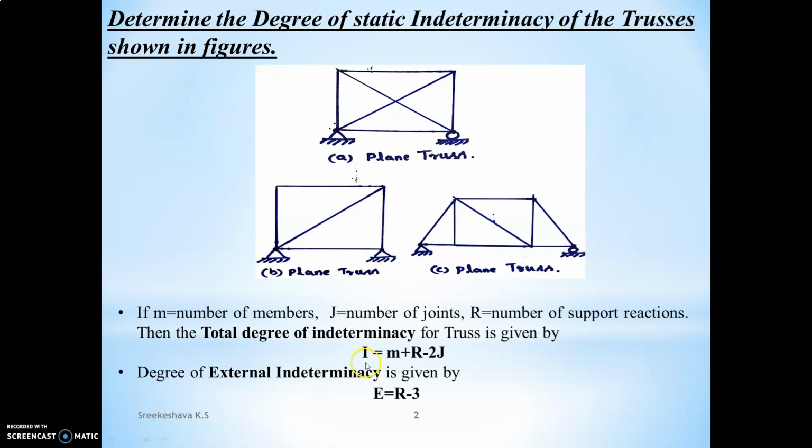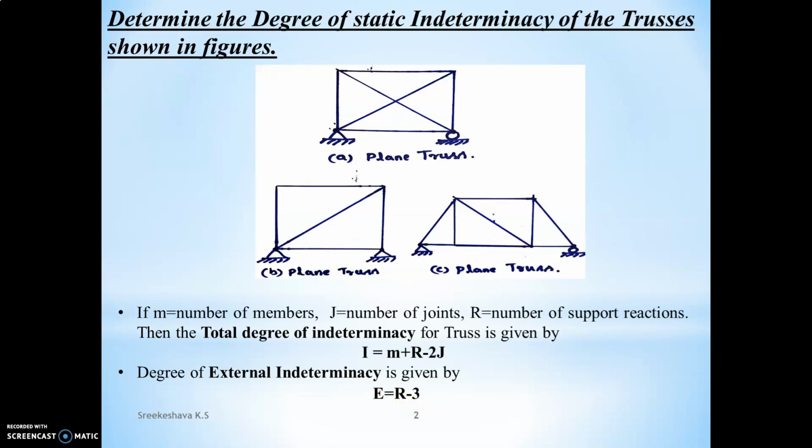Clear? So what I have already discussed: M is associated with the number of member forces. R is associated with the number of external reactions. J is associated with the number of joint equilibrium conditions available. In case of truss, that is 2J. Clear? And this is external indeterminacy, given by the equation E equals R minus 3.